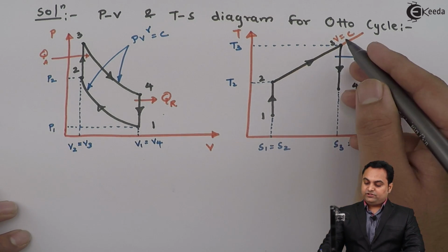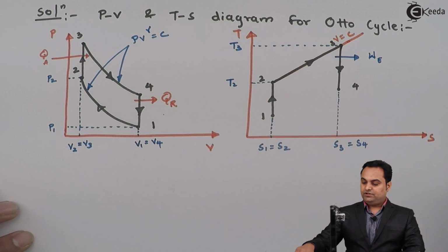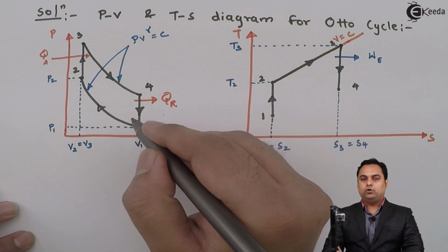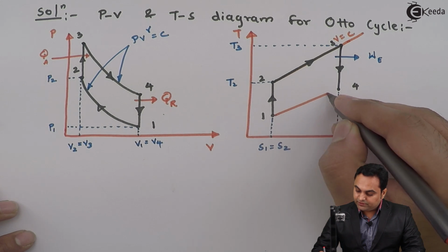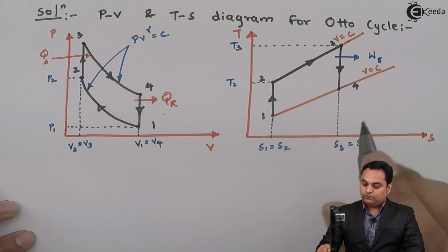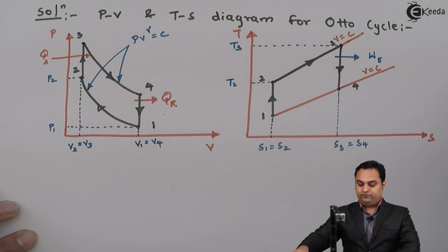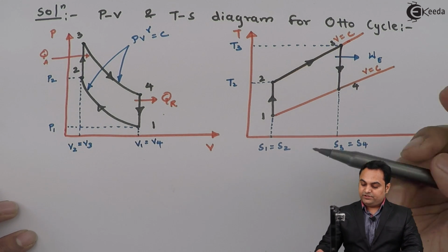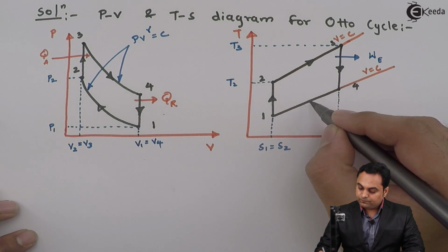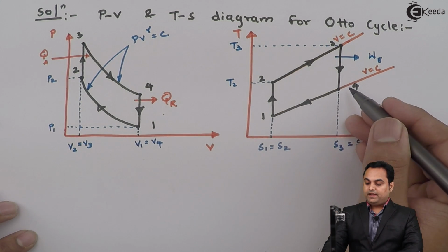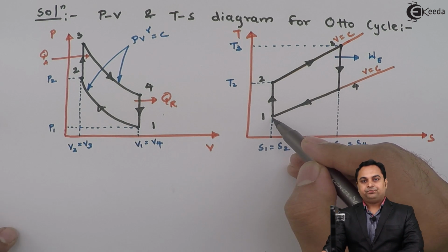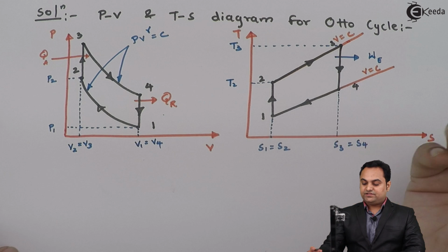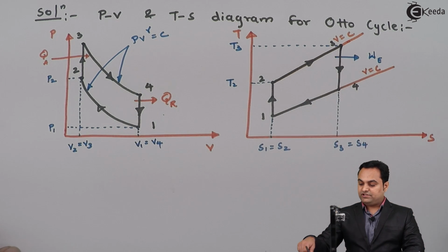Next, after we have attained the expansion, there is heat rejection which is at constant volume, and for that heat rejection again I'll draw a constant volume line. Since heat is rejected from point 4 to 1, it again follows a constant volume line, that is, the volume of point 1 and point 4 are the same, as previously the volumes of 2 and 3 were the same.